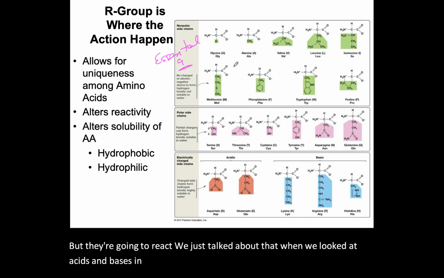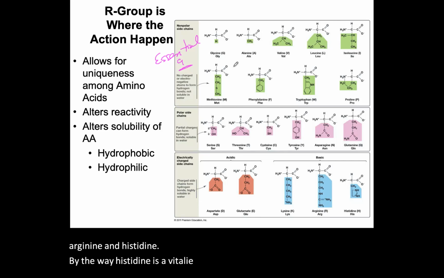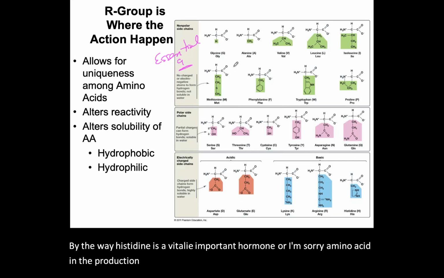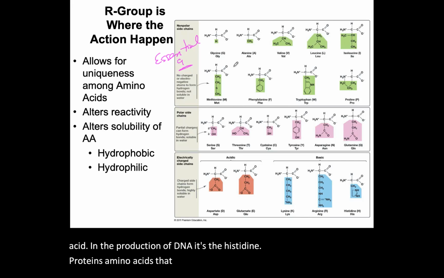And so things like aspartate and glutamate and lysine and arginine and histidine. By the way, histidine is a vitally important amino acid in the production of DNA. It's the histidine proteins, amino acids that actually allow DNA to twine, to wrap. They're called histones, but they're made out of histidine.